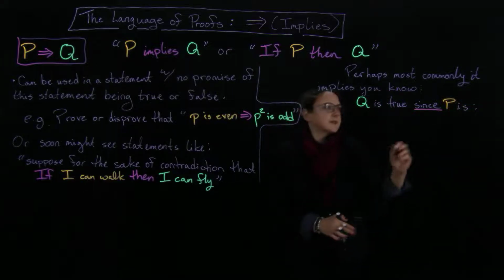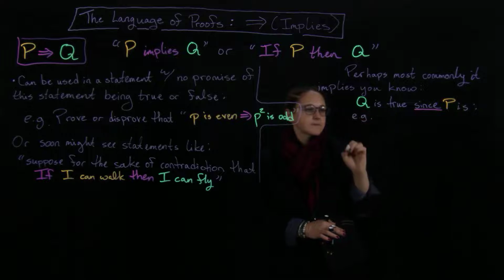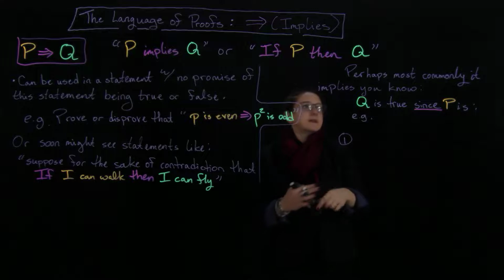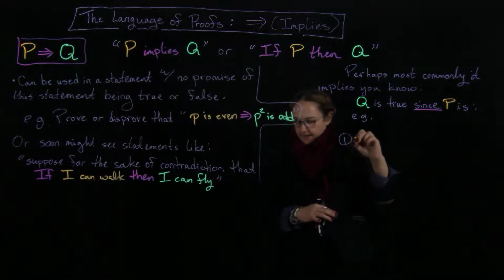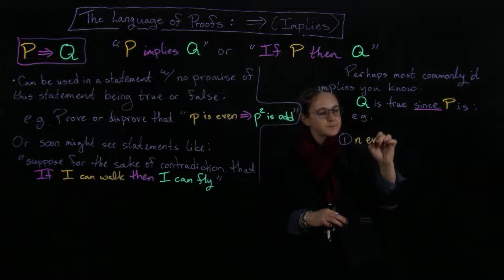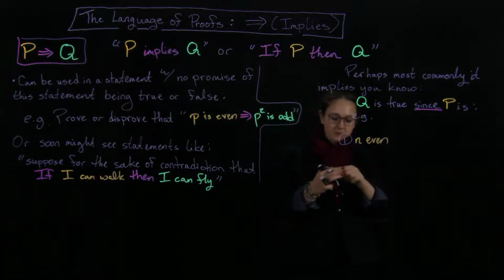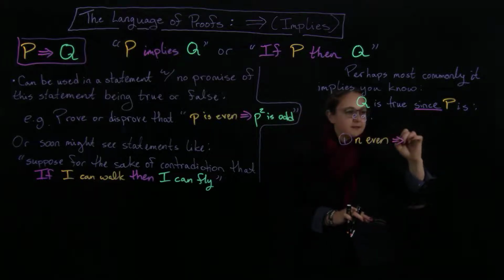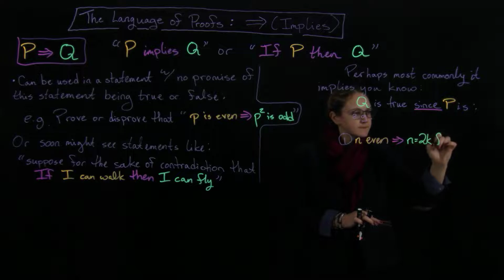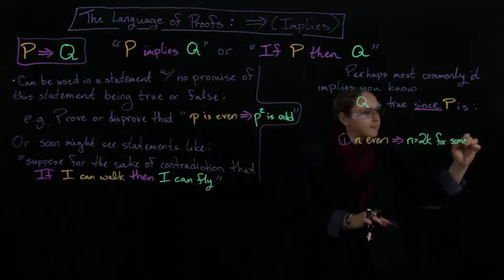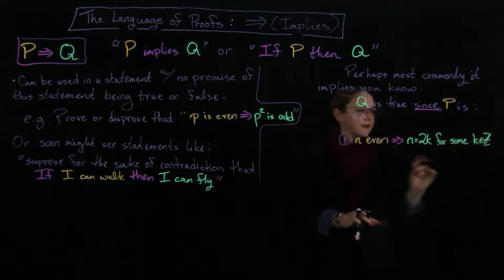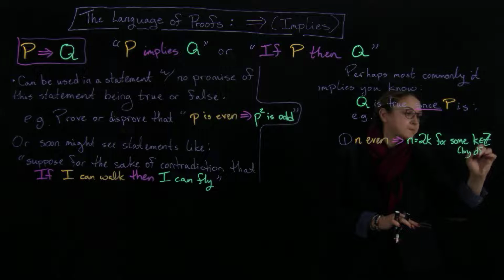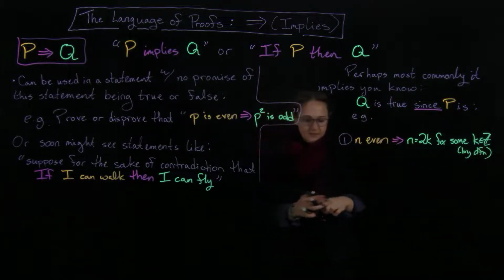Here are some examples. Here's one: n being even implies that n equals 2k for some k in the integers. Usually in a statement like this, you'd want to put in, by definition, to say why.